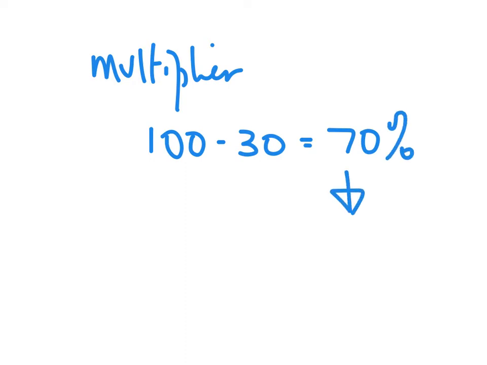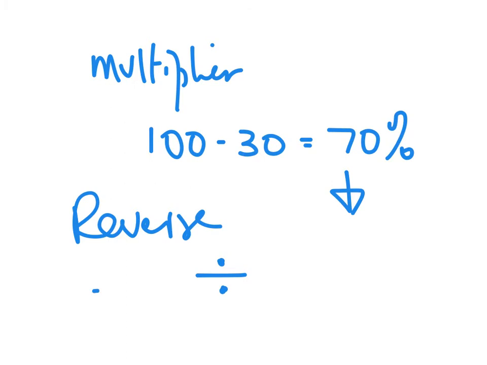turn that into a decimal, and this time because it's a reverse percentage question, we're not going to do a multiply, we're going to do a divide. So it's the original amount divided by your decimal number gives your answer.